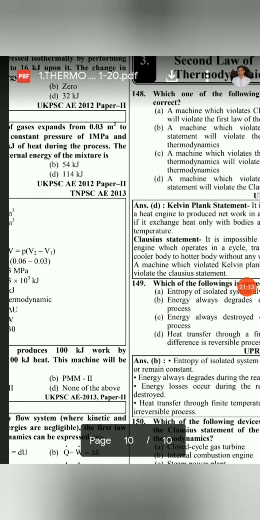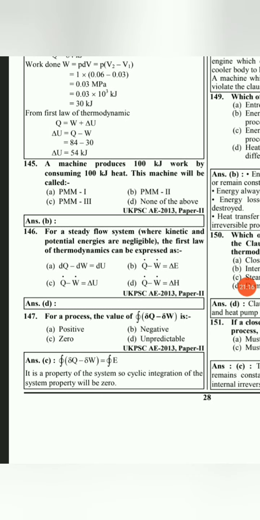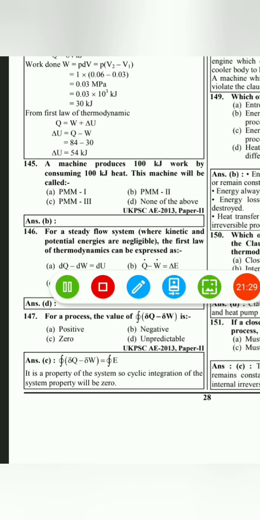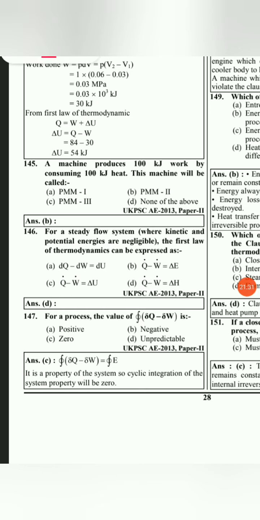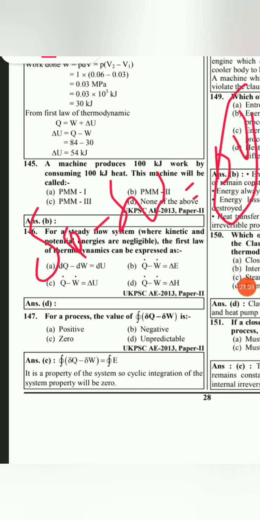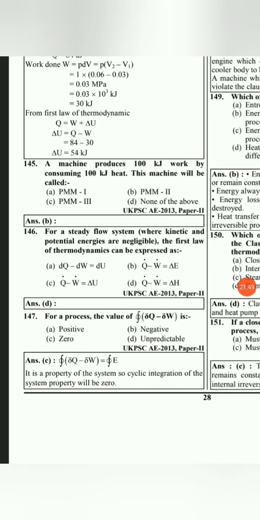The next question, probably the last question for today's lecture: for a cycle, the value of the cyclic integral of del q minus del w is... Okay, so the cyclic integral of del q minus del w is nothing but delta U, and for a cycle, this integration of delta U will be equal to 0.